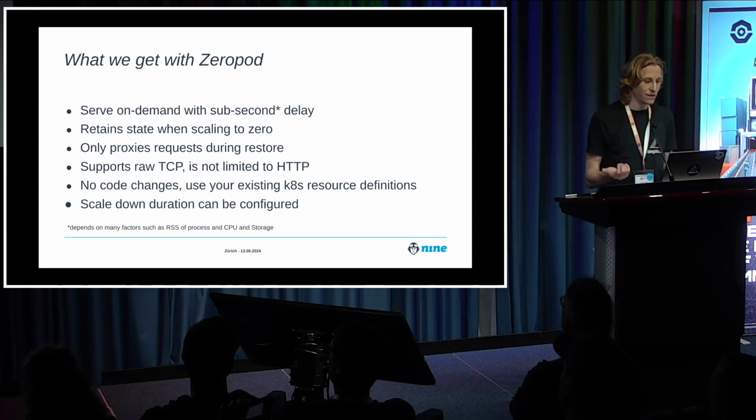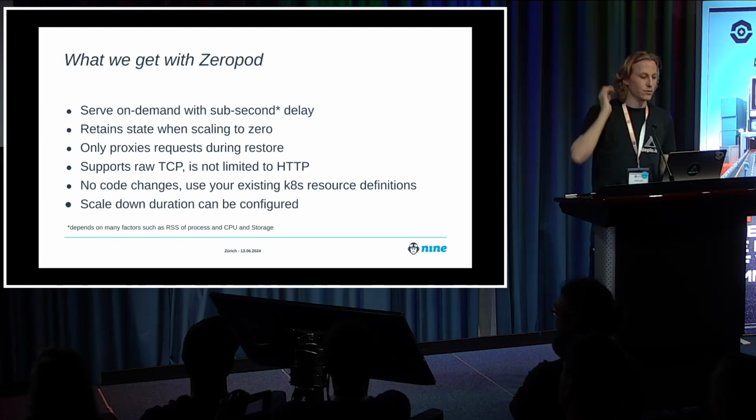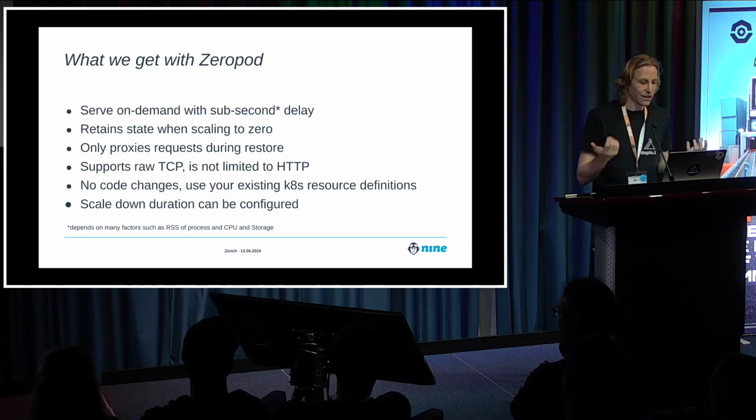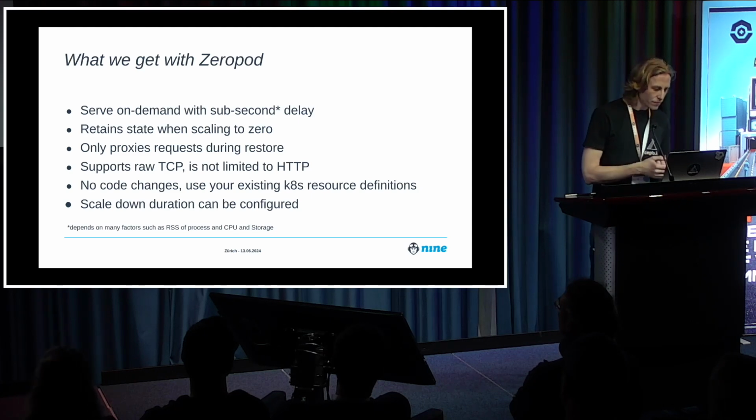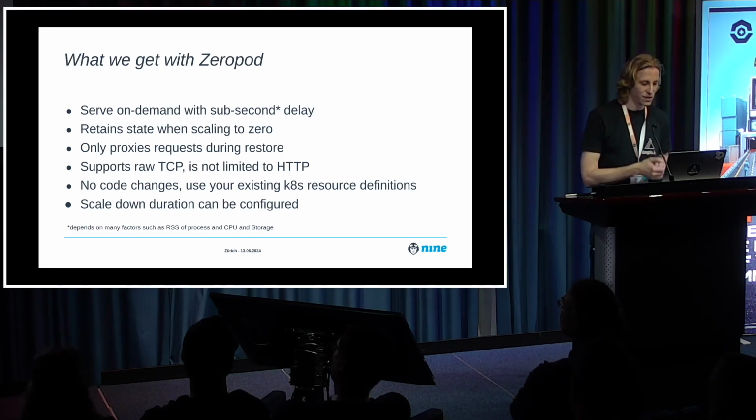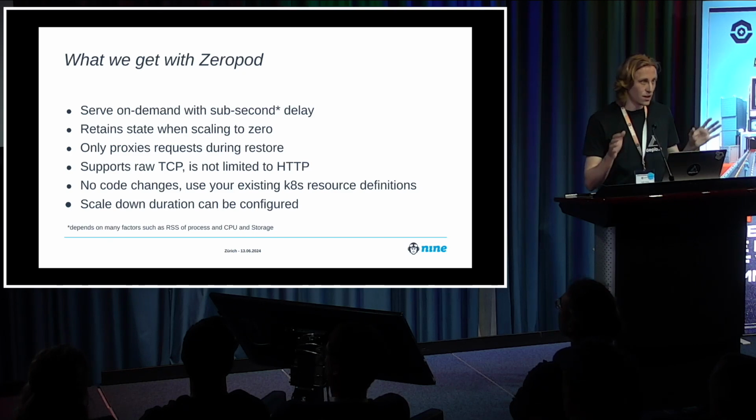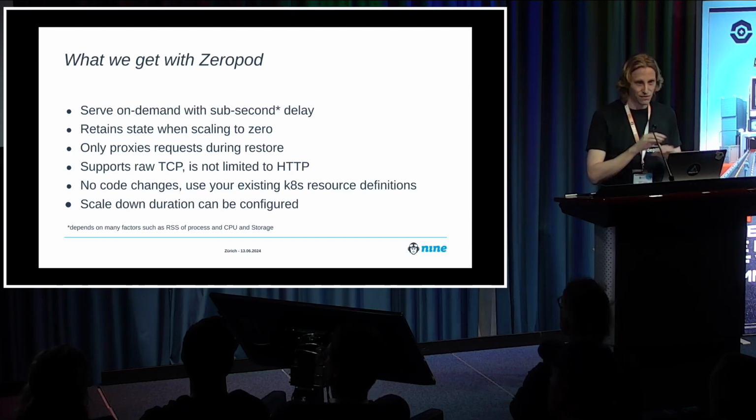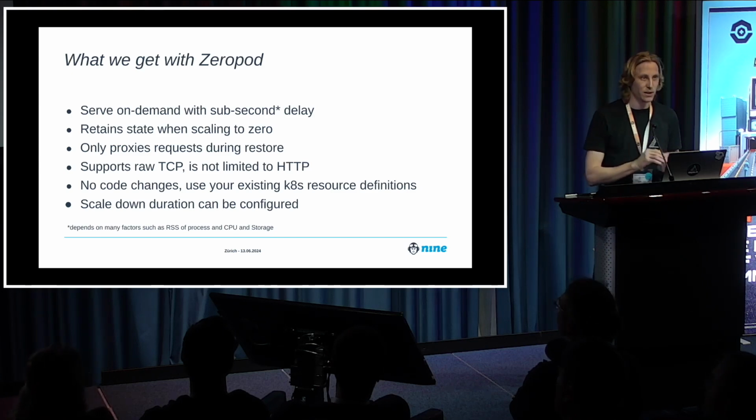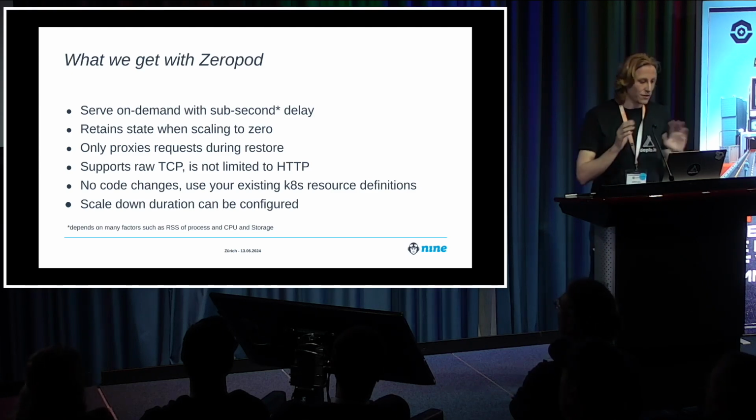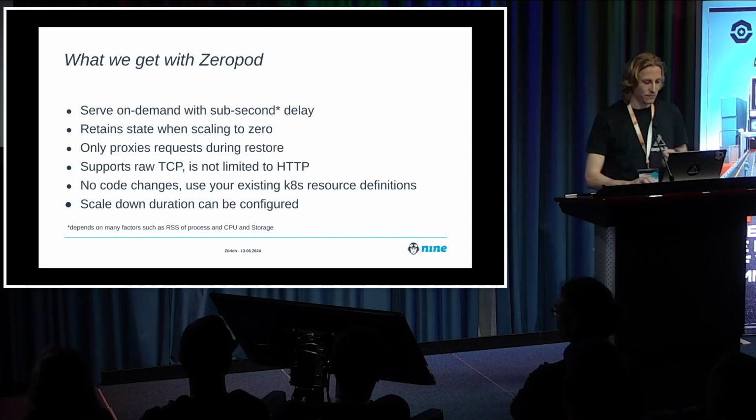It retains state when scaling to 0. So technically, if I have some state in my application that happens during initialization, that doesn't have to happen again. That's why I can restore pretty quickly. It only proxies requests during restore, so there's no layer 7 proxy in front of this. This was just standard ingress. I can also do a port forward. It works, and we'll get to how it works later.